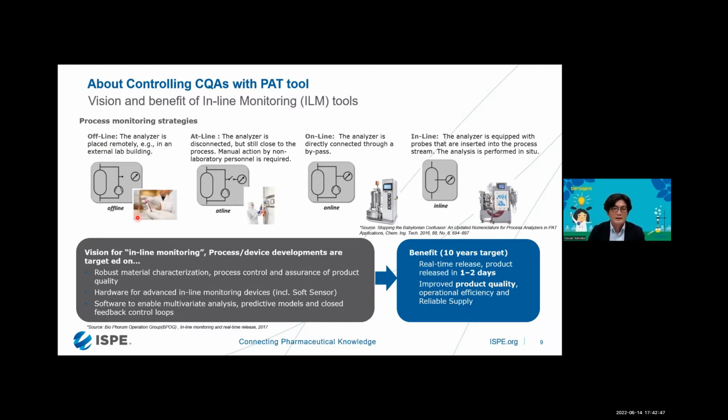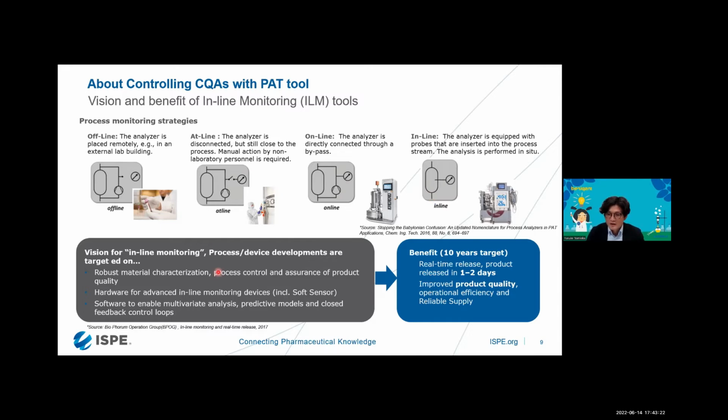And at-line means that the analyzer is disconnected, but still close to the process. Manual action by non-laboratory personnel is required. And online monitoring means that the analyzer is directly connected through the bypass, like this. And inline monitoring means that the analyzer is equipped with probes that are inserted into the process stream. The analysis is performed inside.